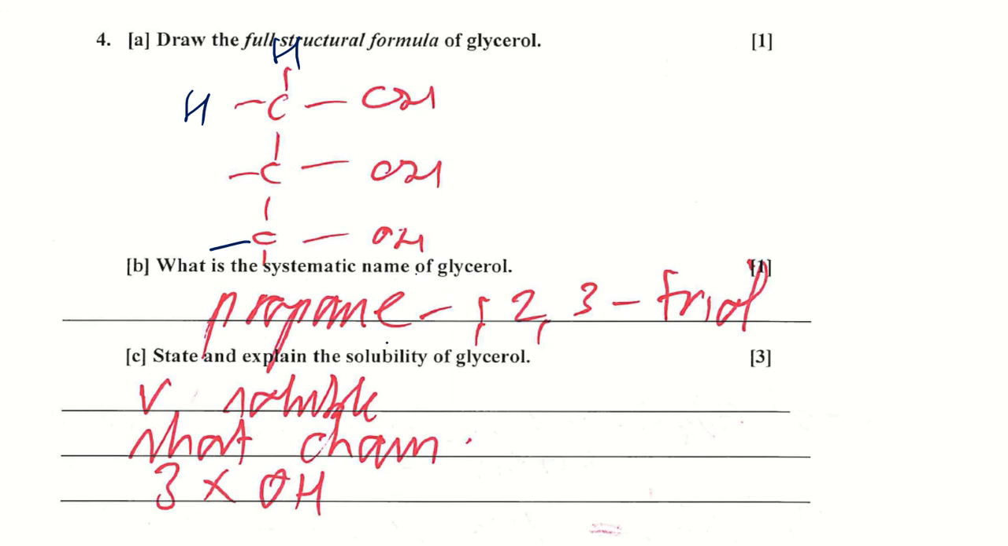It was only worth 1 mark. A lot of people are still leaving out the E whenever we have more than 1 alcohol functional group. Okay, it's cost you a mark.